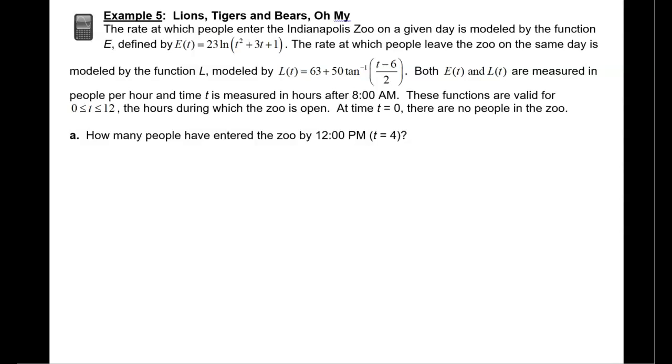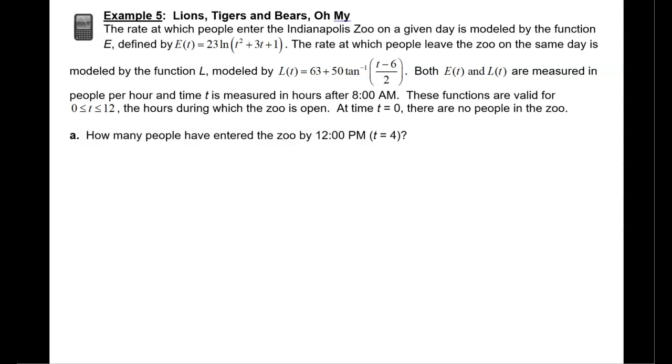So these functions are valid from 8 a.m. to when they close. So 8 a.m. represents time 0. They close at 8 p.m., then that means 12, because they're open for 12 hours. How many people entered the zoo by noon?